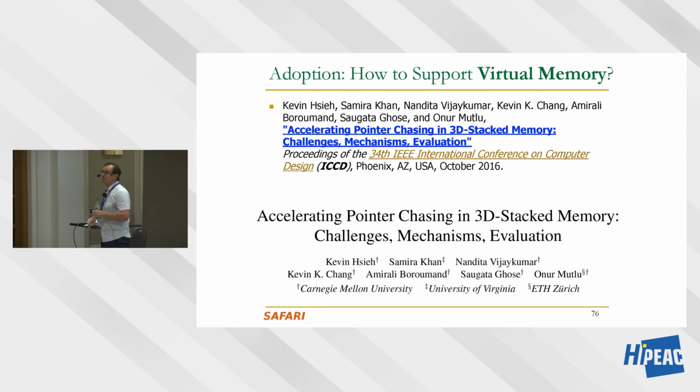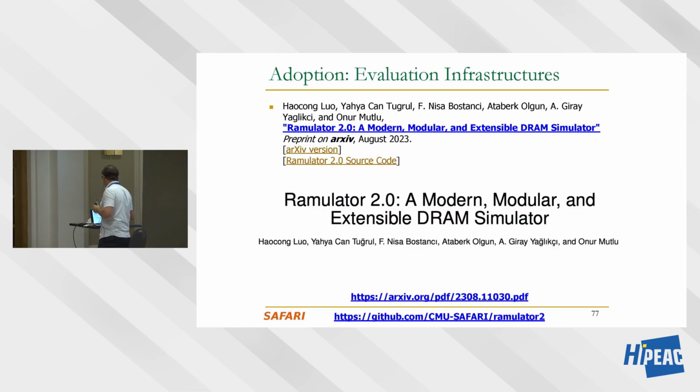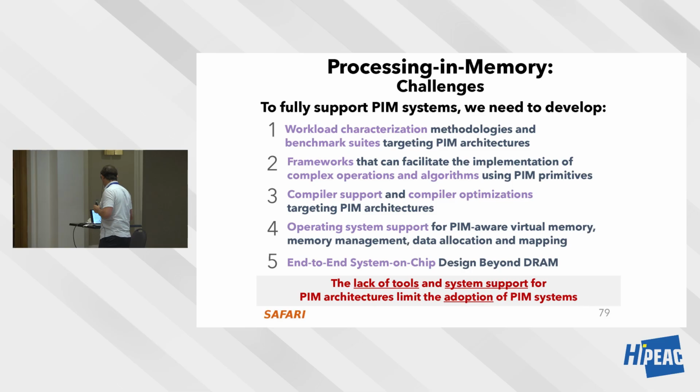In the end, virtual memory complicates a lot of things, not just processing near memory, but also other things. Even GPUs started supporting virtual memory more recently, right? They didn't have virtual memory to begin with. But this is an issue that you need to think about. Okay, evaluation infrastructures we've talked about. So there are other things. I'm going to skip the slide, but you can see this is another way of thinking about the challenges, compilers, operating systems, etc.